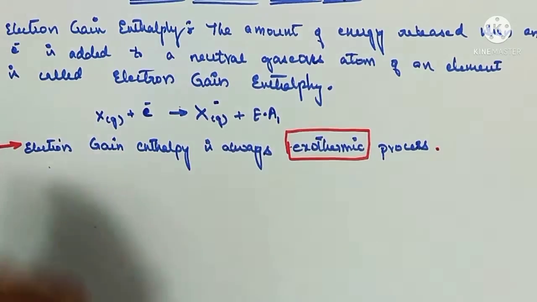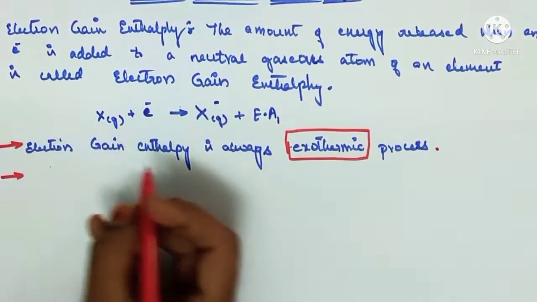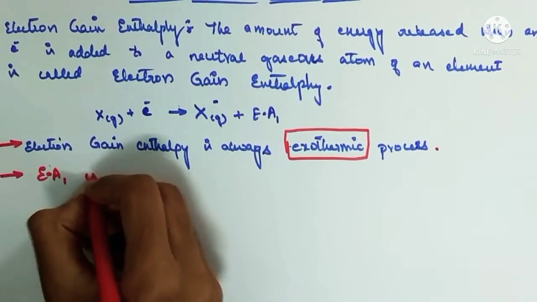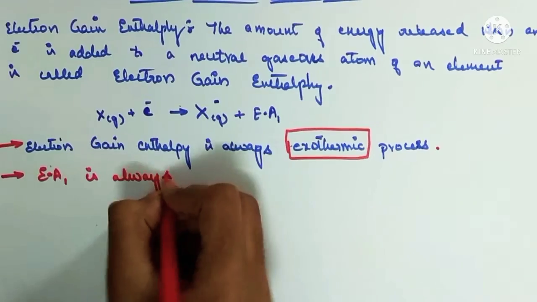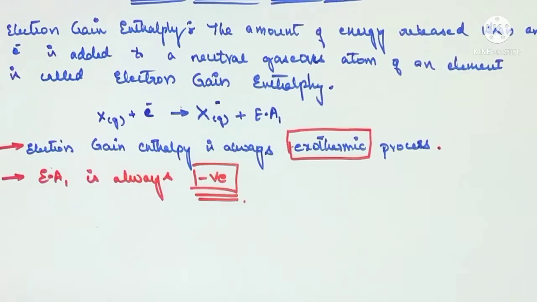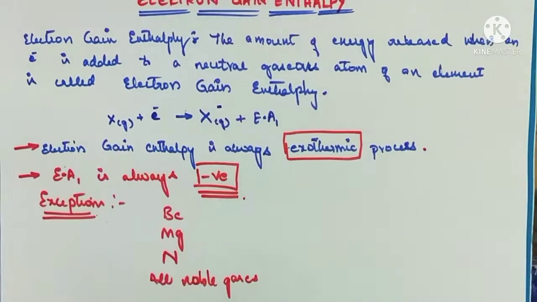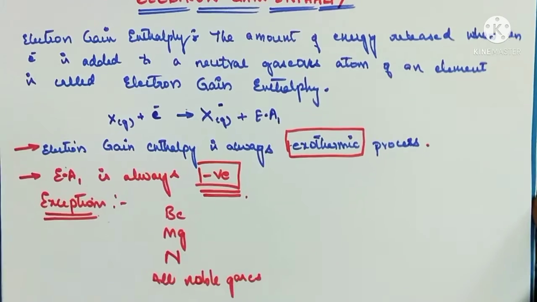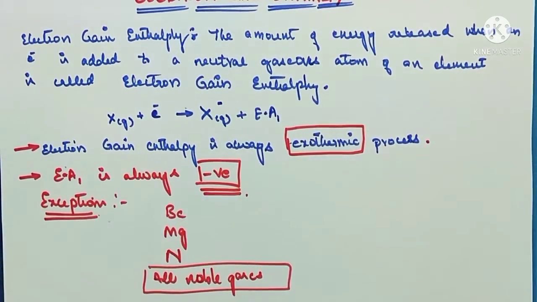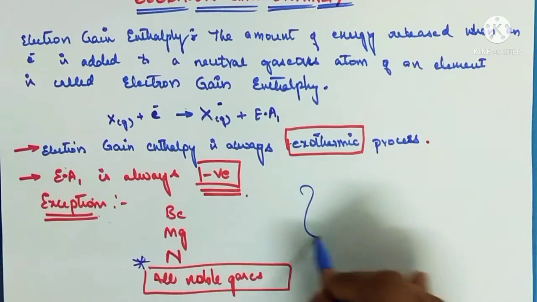And electron gain enthalpy is always negative for first electron gain enthalpy, like E1 is always negative, because the energy is released. But there are some exceptional cases for which first electron gain enthalpy is positive, and those exceptions are Be, Mg, and nitrogen and all noble gases. These have positive electron gain enthalpy.